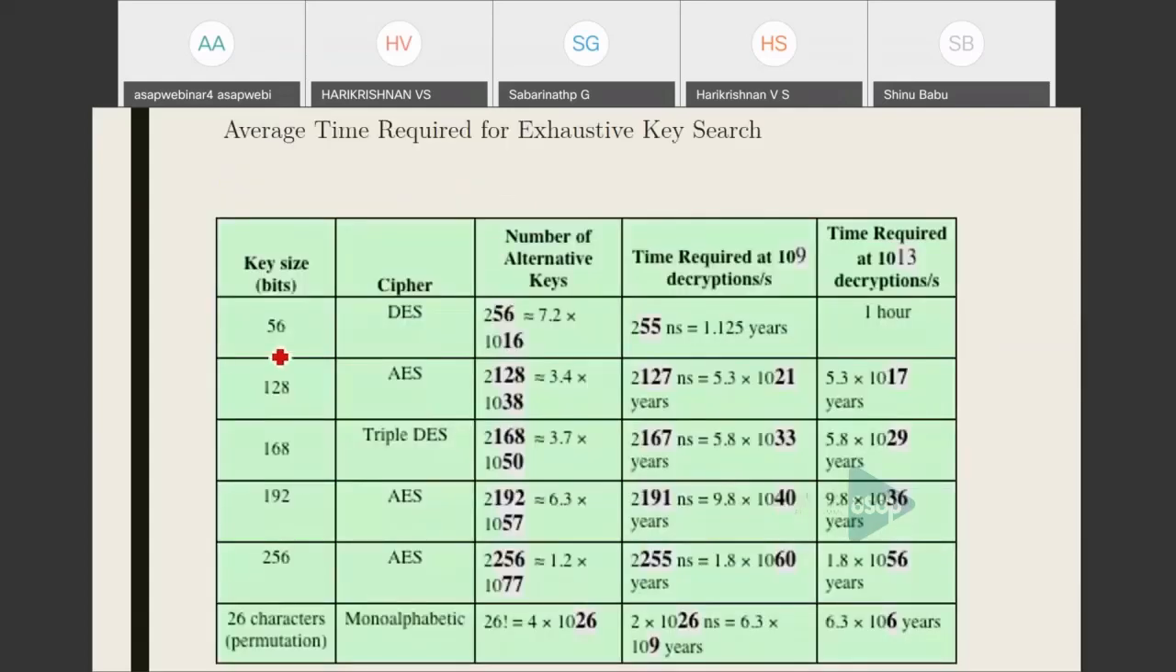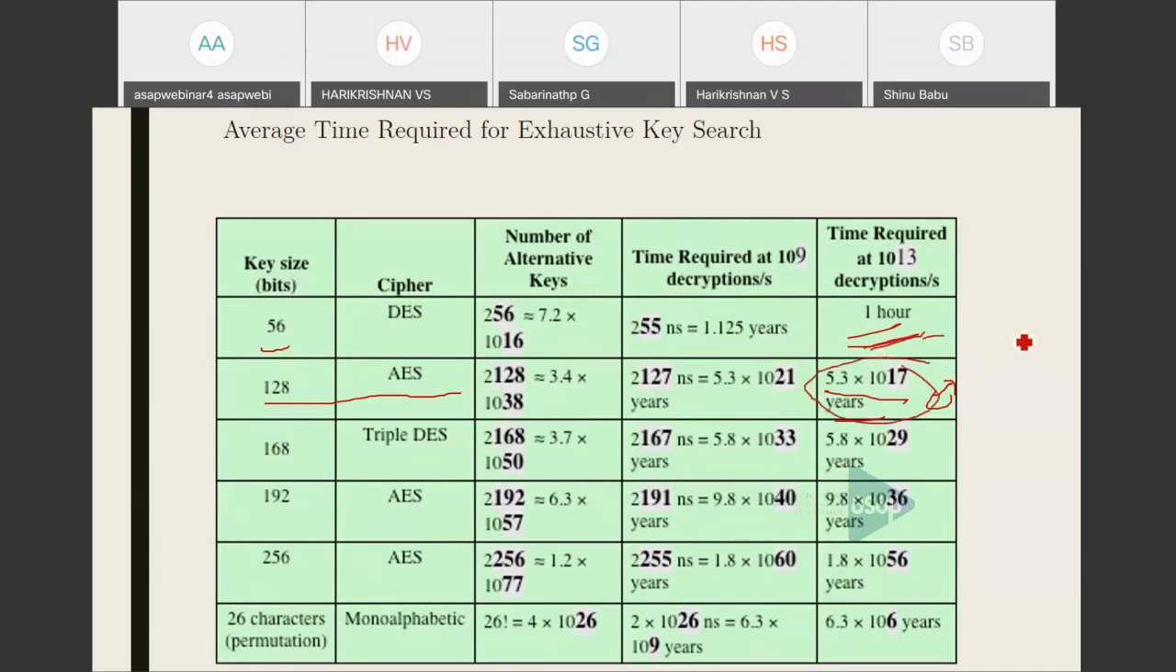A general 56-bit key can be broken in about 1 hour. A 128-bit key takes around 5.3 times 10 to the power of thousands of years, which is a very long time. The number of possible passwords is huge. So a 128-bit key would suffice at this point in time, and the 56-bit one would not suffice.